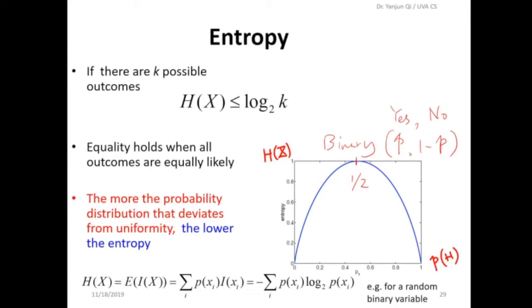Question? In this case, we are only using the greedy approach, right? Whatever is the best? Yes, exactly. We only look one step ahead. We only look at one split. We don't look at two splits at all. We only look at what's the best current split, conditioned on my current situation. All right, so the whole idea is, the more the probability distribution deviates from uniform distribution, the lower the entropy. That's the better split we're looking for.